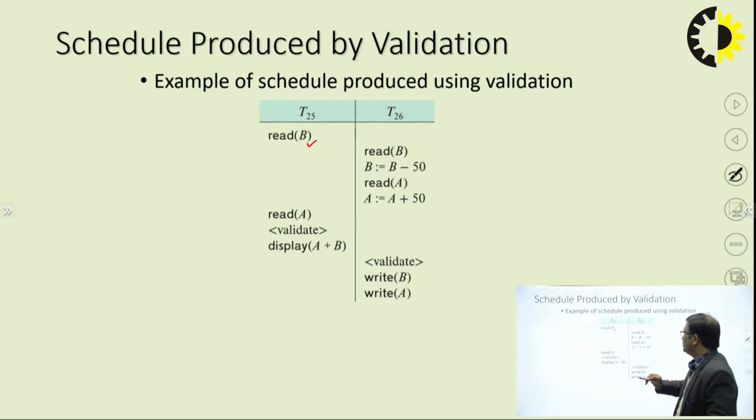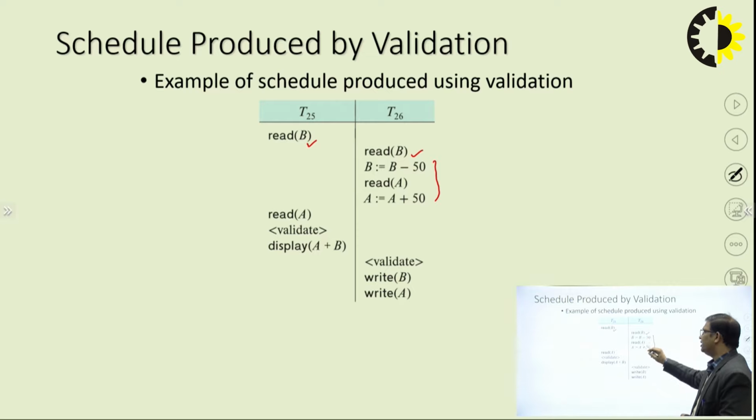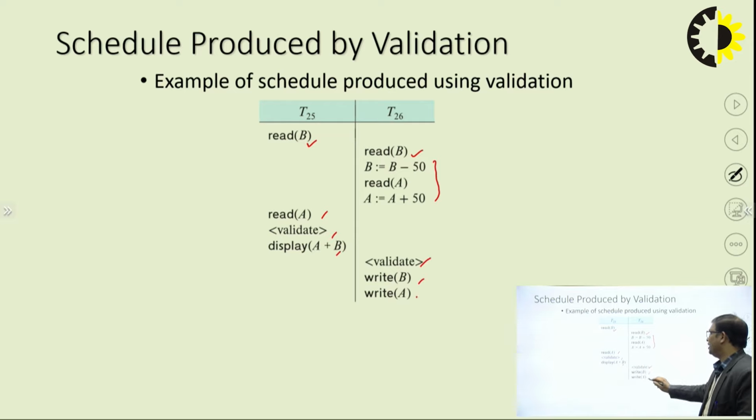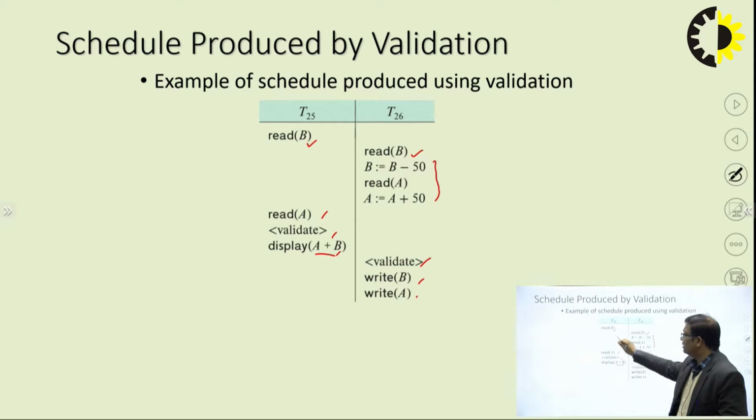T5 reads B, does some operation on B, and reads A plus 50. So we have to identify, in different transactions, that we change the value of B as well as A, and then validate, display A plus B, validate B and A. We have to validate both. So in this case, what will happen? If we change the value of B and the value of A, it reads the value of A and displays A plus B. What does it display? It displays either the changed transaction's value or the previous value of B, because of validation.